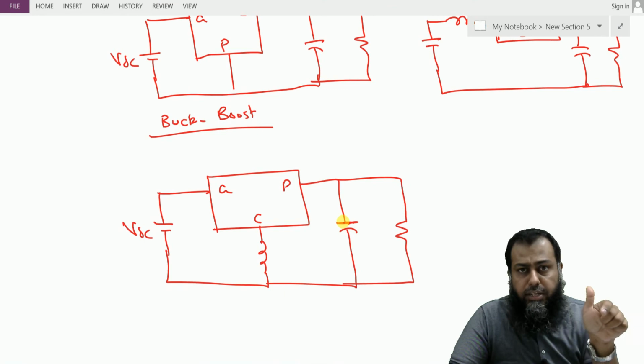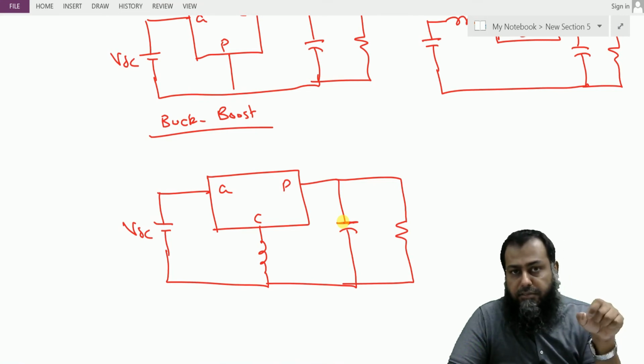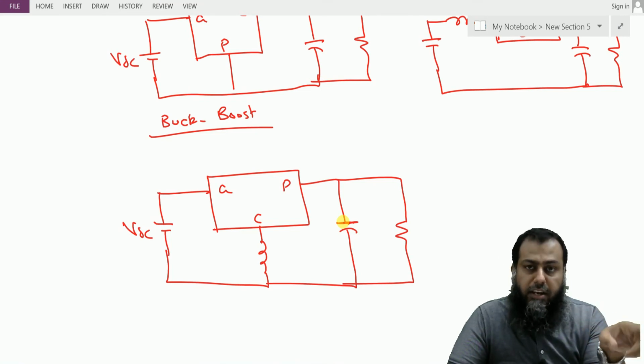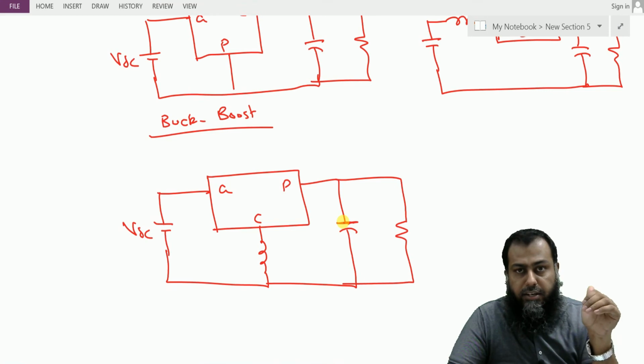And therefore, to reduce the computational burden and to reduce the simulation time, an average model is adopted for power electronic circuits. That average model provides us an average value of the voltage and the current in the given circuit. It provides us information about the transients. It gives us the maximum value. It gives us the average value of the steady state voltage and the current.